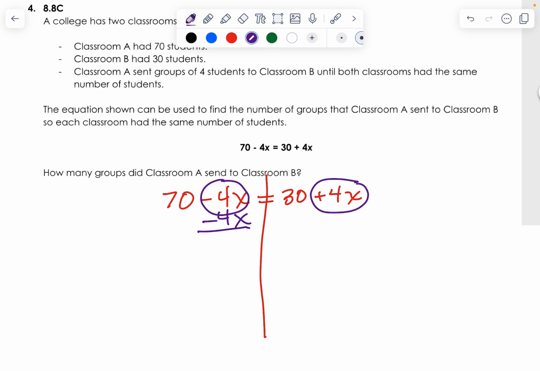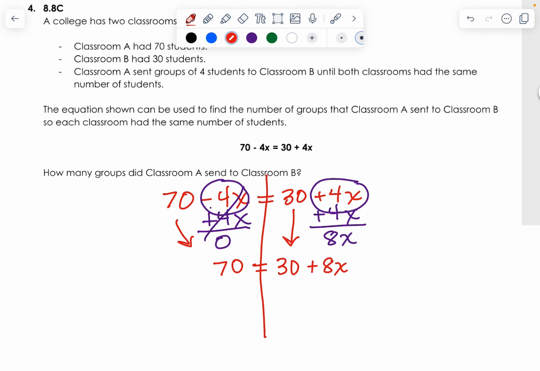Oops. The opposite, the inverse of minus 4x, would be positive 4x. Negative 4 plus 4 would equal 0. So I've canceled that out. Whatever I do to one side, I have to do to the other. I added 4x to the left, so I need to add 4x to the right. 4 plus 4 would be 8. Now let's go ahead and bring down everything that I still have left. I've got 70 over here. I've got 30 plus 8x. All of my x's are on one side.